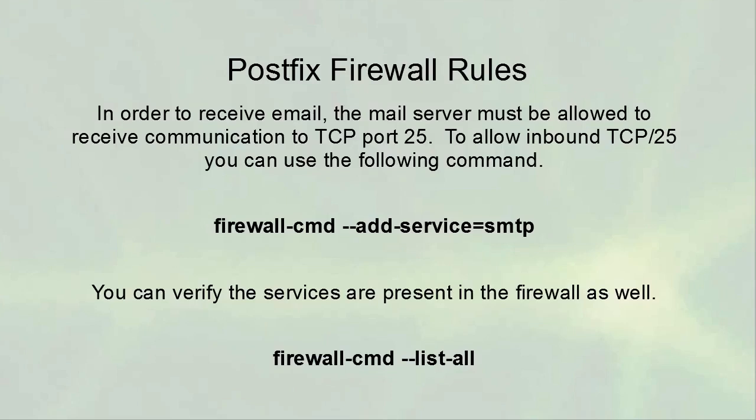In order to receive mail, the mail server must obviously be listening, but it also needs to be allowed to receive communications to TCP port 25 from outside machines. So in order to allow inbound TCP 25, you can use the following command. Just use firewall-cmd --add-service=smtp, which will allow the SMTP protocol, well, allow port 25 to come through.